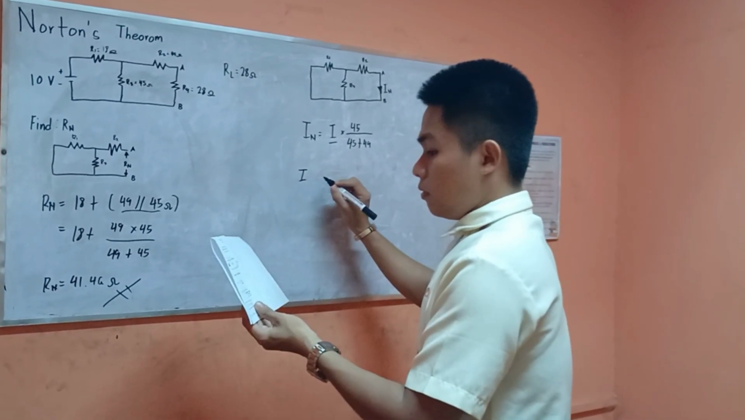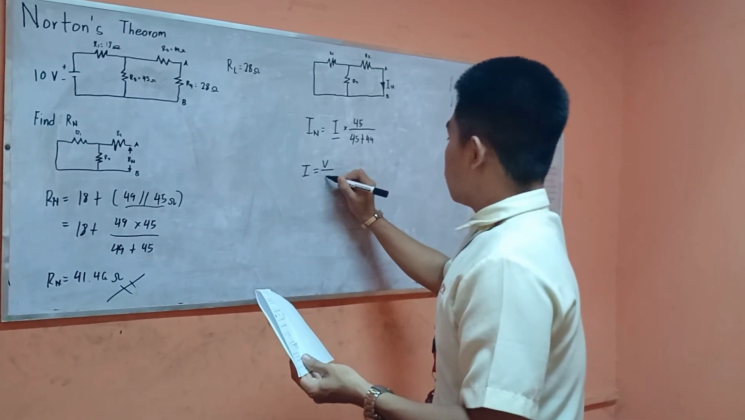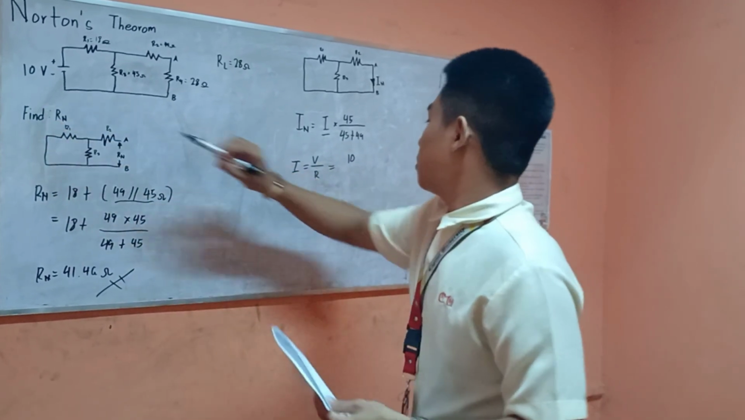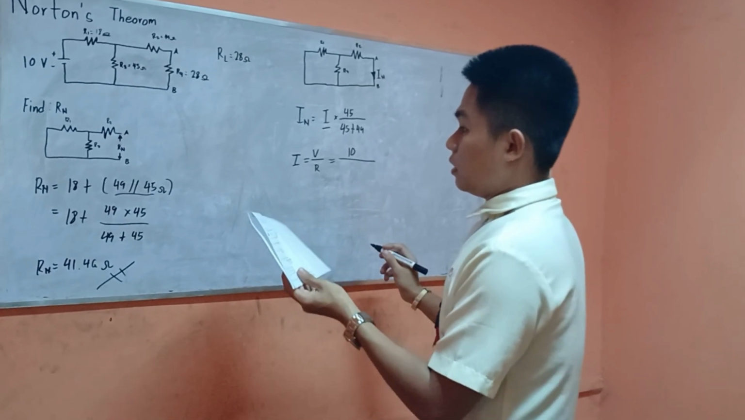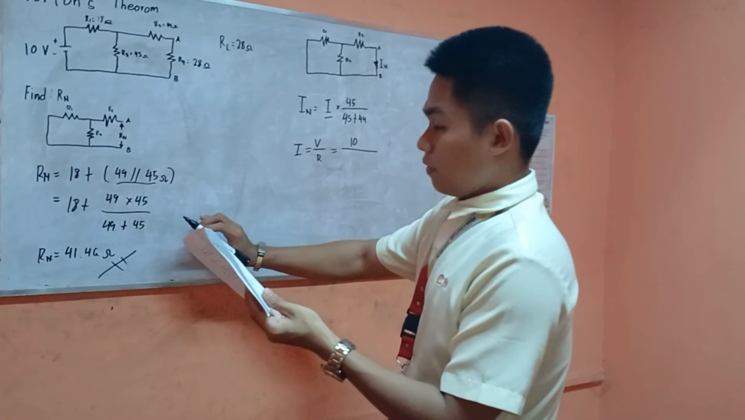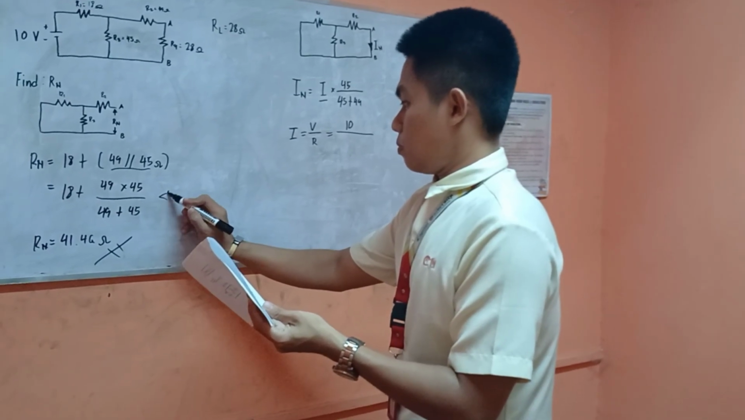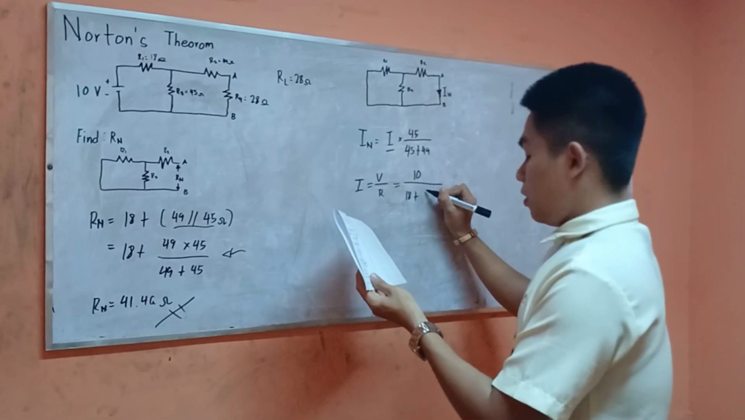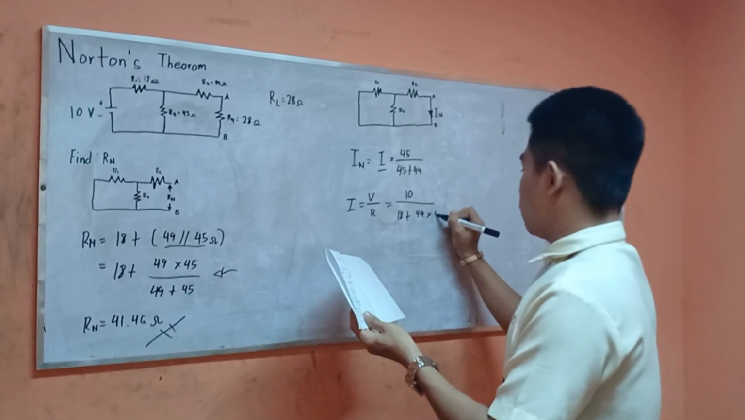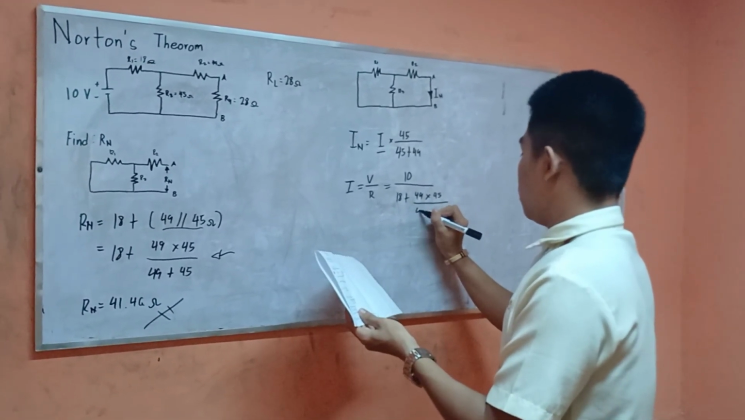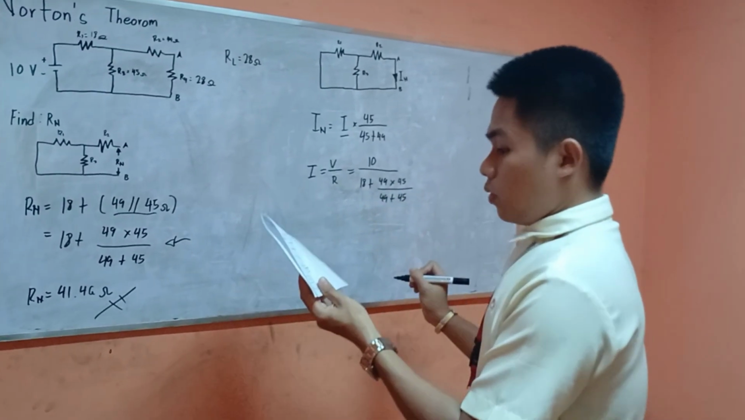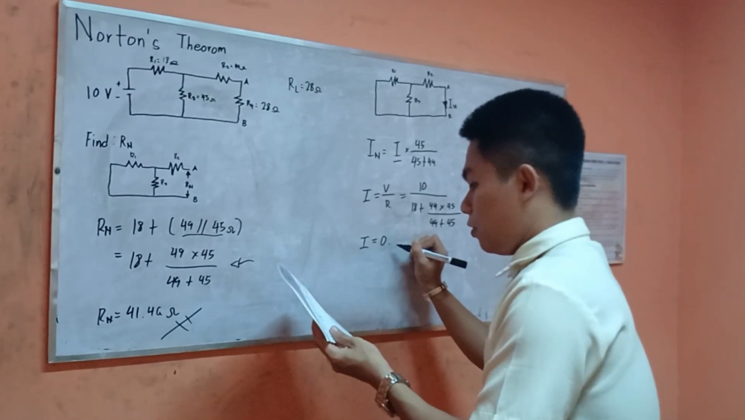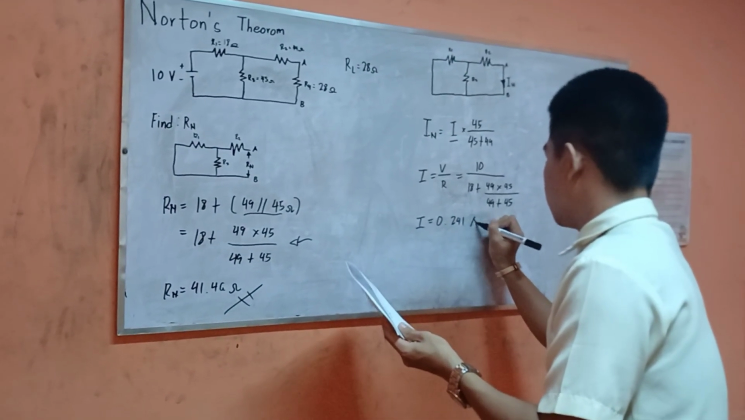We need to calculate this first. I is equal to voltage over resistance. The voltage is 10, as you can see here, over the resistance, which is given right here: 18 plus 49 times 45 over 49 plus 45. If you calculate it, the current is equal to 0.241 amps.